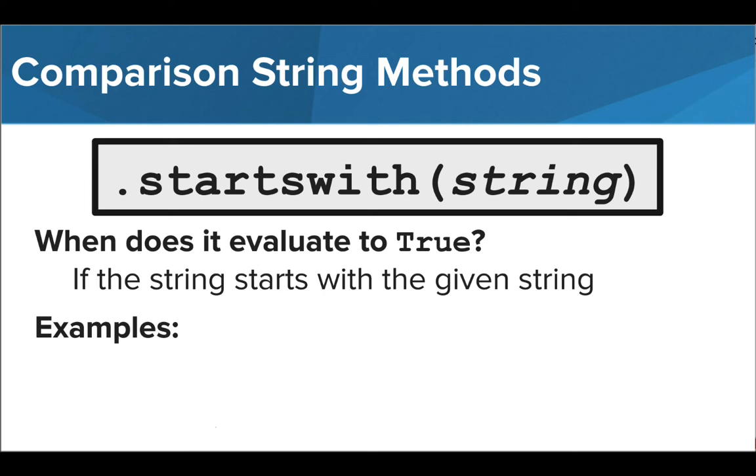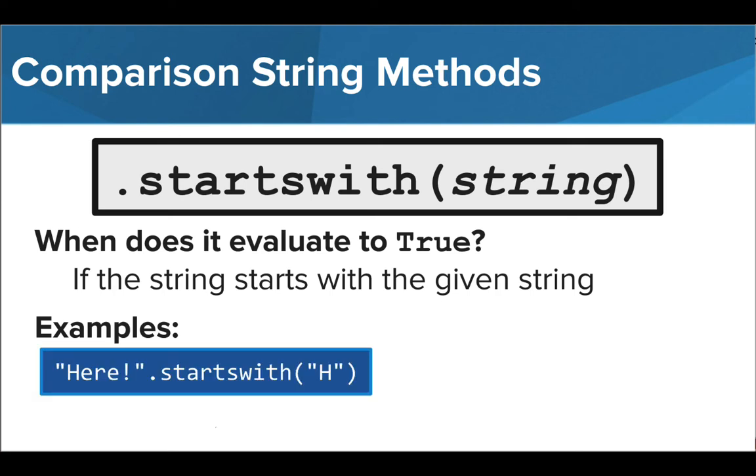The final methods we're going to look at will actually require something to be included inside the parentheses. The startswith method evaluates if the given string begins with the string value given in parentheses. Let's look at an example. The string we want to check is here with an exclamation point. Inside the parentheses, we've given a capital H. We want to see if the string here starts with a capital H. Does it? Yes, this will evaluate to true because H is the beginning of the string we're checking.